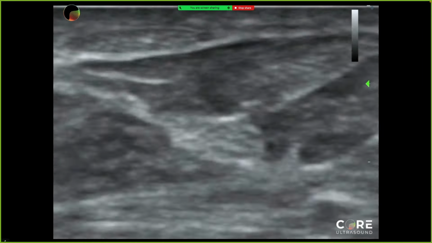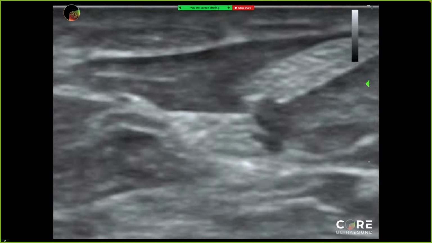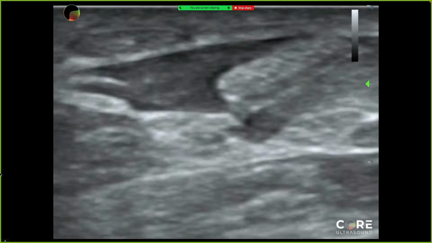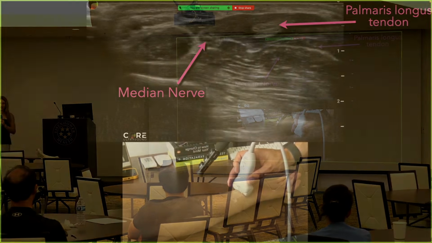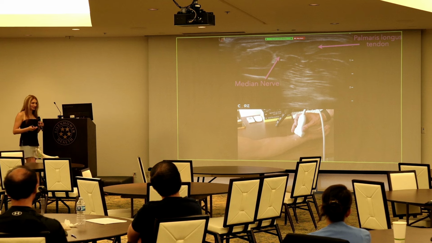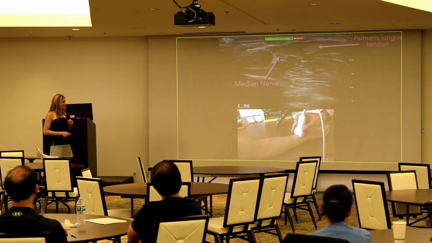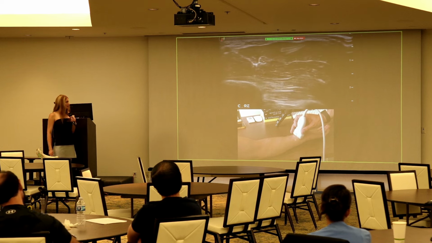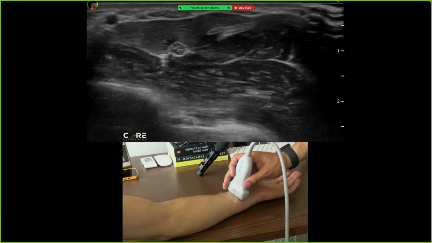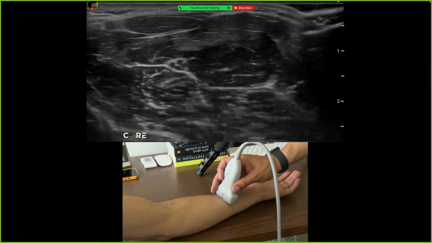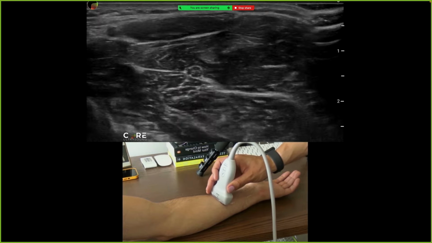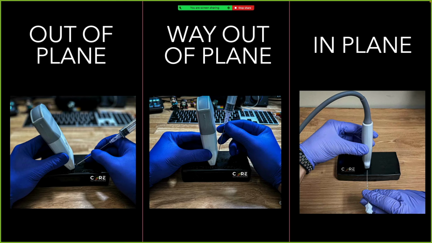Another thing that you can do is move your transducer up the arm, and you can see whether it continues on as a structure or disappears. The tendon will disappear as a structure, whereas the nerve will continue on. Here's the median nerve, just to show you, and then we have the palmaris longus tendon. That's that kind of big one right there in the middle. As I move proximally, you can see that the tendon basically turns into the muscle and disappears, whereas the nerve stays persistent. So that's another way to tell the difference between the tendons and the nerves.